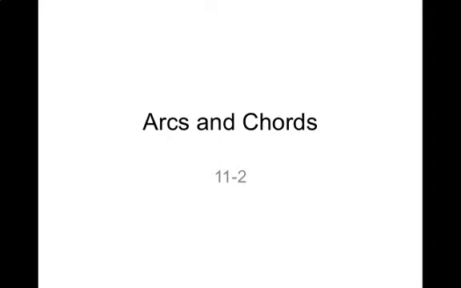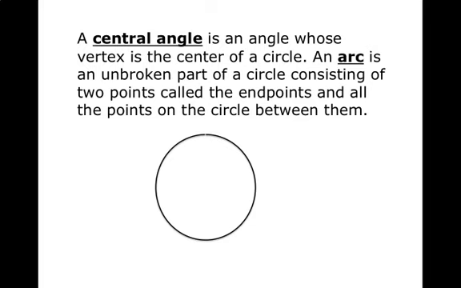Let's talk about the arcs and chords in circles. A central angle is an angle whose vertex is in the center of a circle, as in the picture below. An arc is an unbroken part of a circle consisting of 2 points called the endpoints and all the points on the circle between them. Basically saying, if you look at the red part of the circle, that is an arc. It is an unbroken part of the circumference of the circle.